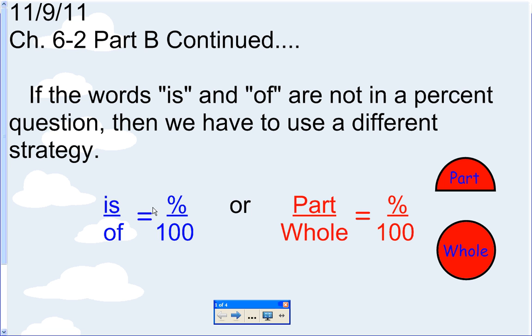strategy for doing those. So the other way we can look at this percent proportion is part over whole equals percent over 100. Now the important part here is to recognize that the part is always going to be smaller than the whole. The part is just a piece of the whole. You need to remember that, because one strategy when we're reading these problems is to figure out which number is going to be bigger and which number is going to be smaller. That'll help you to figure out whether it goes in the part position or in the whole position. So let's look at some examples.